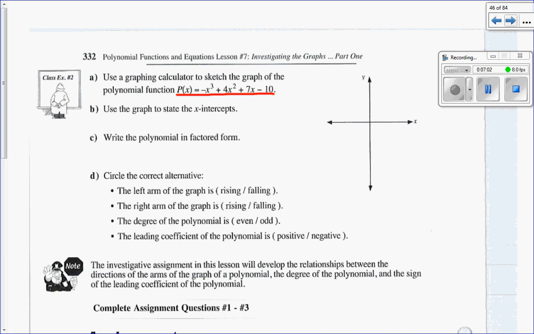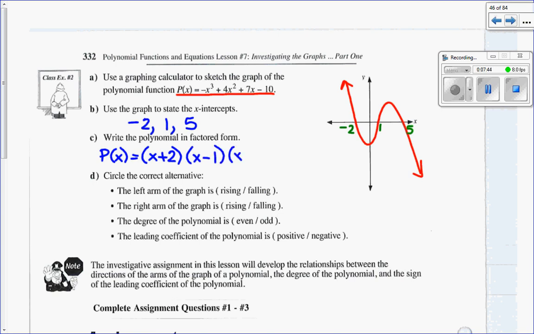Okay, you should have had a graph that passes through something like this. We'll put arrows on both ends. The x-intercepts that it passes through are -2, 1, and +5. So we use the graph to state the x-intercepts are -2, 1, and 5. Write the polynomial in factored form. Well, that's pretty simple now. This should be coming more naturally to you now. If our x-intercept is -2, that's a factor of x plus 2, x minus 1, and x minus 5.